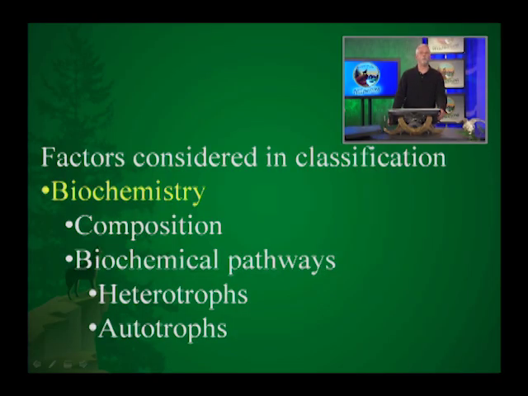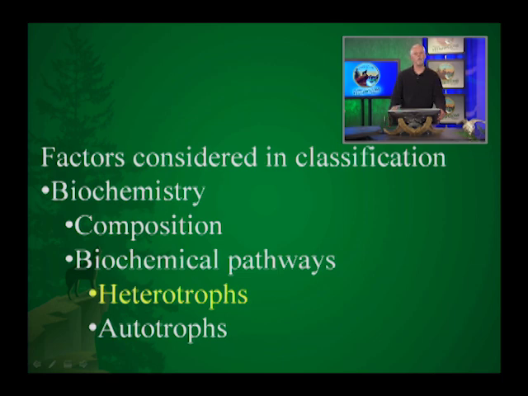We would also look at the biochemistry of organisms. This is especially true when we're looking at small organisms, microorganisms. But we certainly look at the physical composition, biochemical composition of organisms. We're also interested a lot of times in the biochemical pathways exhibited by organisms. What kind of biochemistry do they exhibit in terms of pathways?